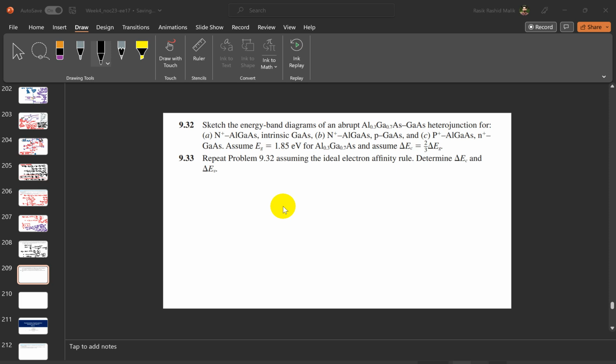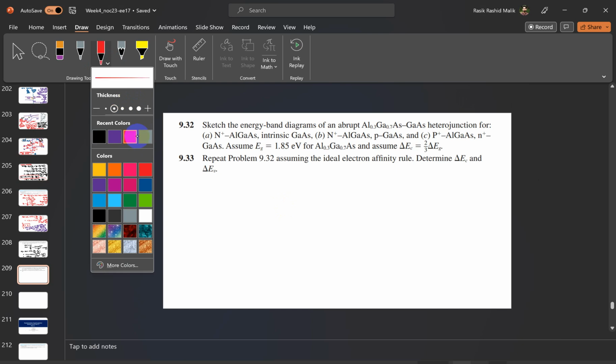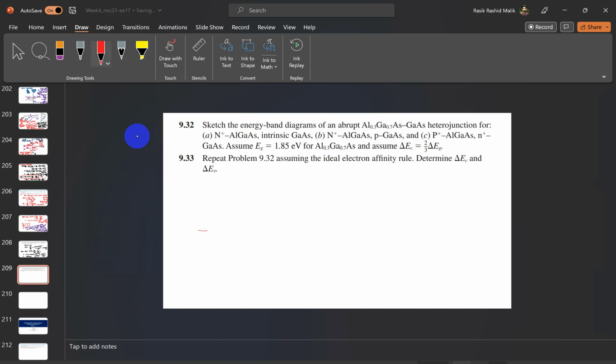Okay, so now we have to repeat this problem assuming the ideal electron affinity rule. We have to calculate delta EC and delta EV. So we'll try to draw the band diagram first under thermal equilibrium. For the three cases, I'll draw the band diagram for the first case.